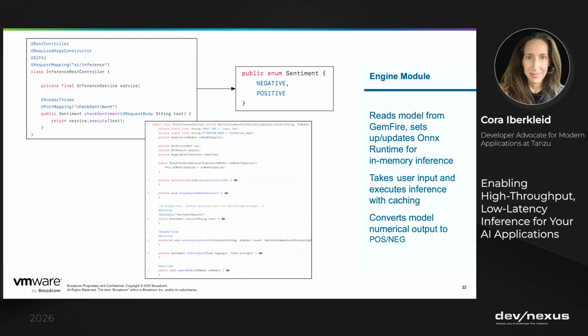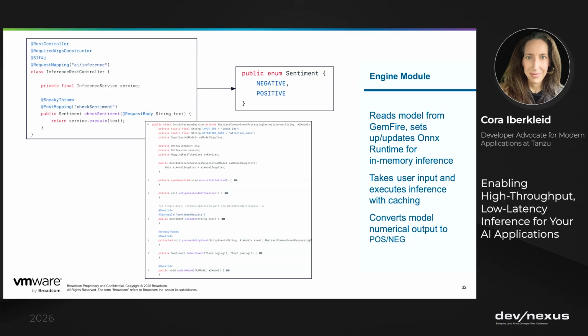Then we have here our engine module. I'm using the word module because it comes from the concept of Spring Modulith. It's just the way that I've organized the code in the application. This is the one that exposes the endpoint and returns negative or positive, takes the result of the model, which is a number, and maps it to either negative or positive.